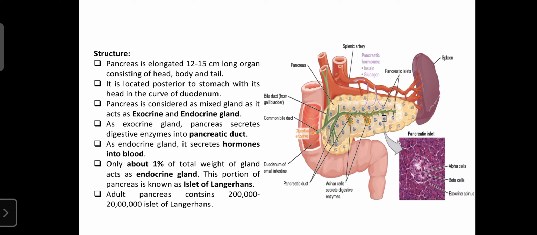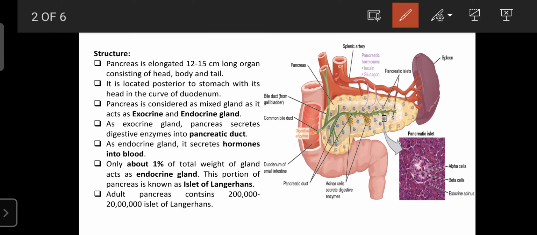Regarding the structure, the pancreatic gland is located in the abdominal cavity, just below or behind the stomach. That is the exact location of the pancreatic gland. It is elongated, about 12 to 15 centimeters long, consisting of a head, body, and tail. It is located posterior to the stomach, with its head and curve touching the duodenum.